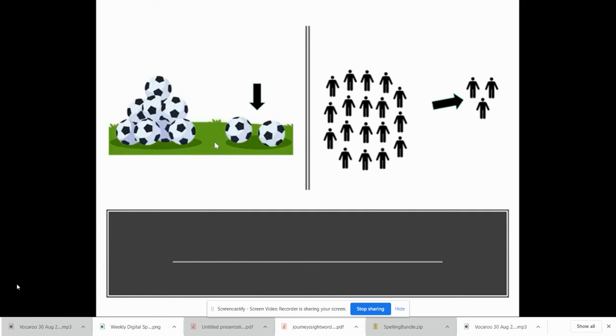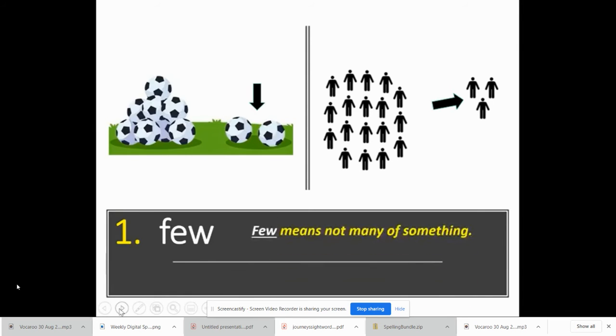So what is our word? Let's think about it. What's our vocabulary word? Could it be small? Let's think. Think about it. The word is few. Aha! Both pictures show few. Few means not many of something.